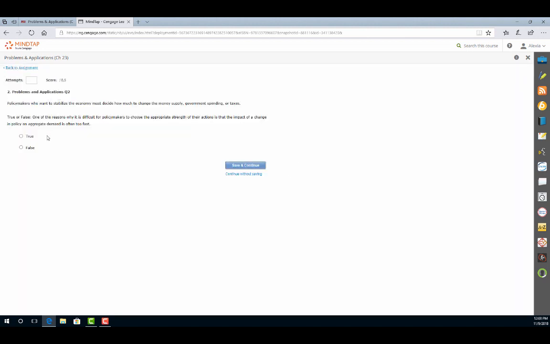Okay, question number 2. It's a true-false, so always be careful with these true-false. It says, policymakers who want to stabilize the economy must decide how much to change the money supply, government spending, or taxes. It's a good question. Remember, it's not easy. We've been talking about this in class, but none of this is easy to do. So the true-false question reads, one of the reasons why it's difficult for policymakers to choose the appropriate strength of their actions is that the impact of a change in policy on aggregate demand is often too fast. Now notice it says too fast.